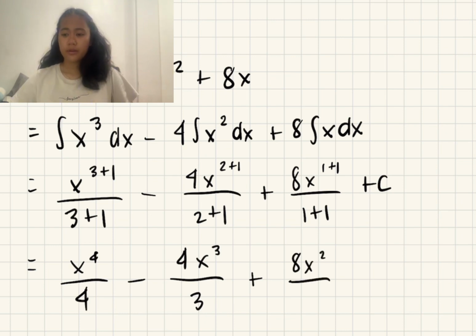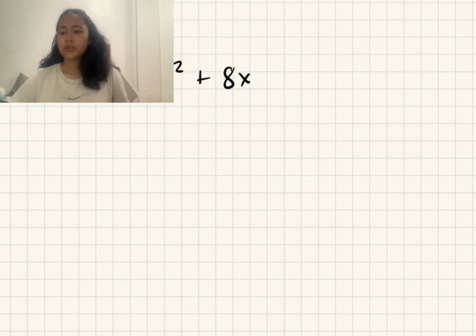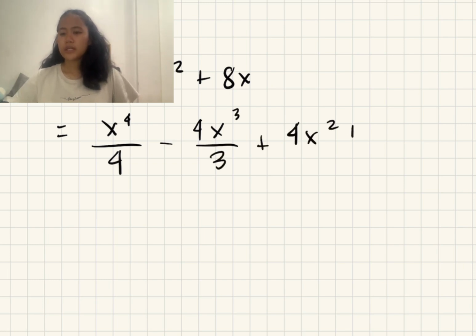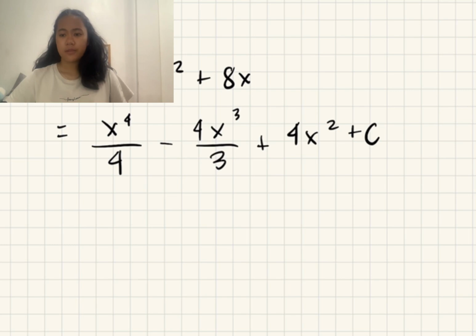Putting it all together, the antiderivative becomes 1/4 times x to the power of 4 minus 4/3 times x to the power of 3 plus 4 times x squared plus c, where c represents the constant of integration. Remember, simplify your final answer so that it becomes more accurate.